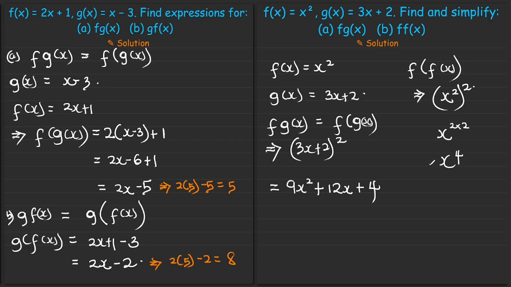You see? So with this, we can say, therefore, first of all, our f of g of x gives us a 9x squared plus 12x and then plus 4. And then secondly, f of f of x, on the other hand, gives us an x to the power 4. And that is just it.